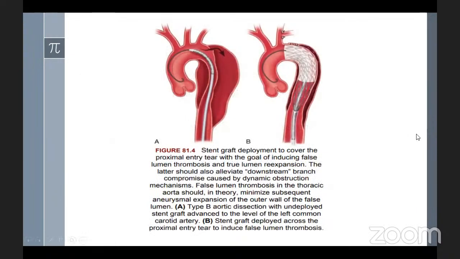As you can see here, this is the dissection. This is the proximal entry tear, and this is the false lumen. So stenting after covering the proximal entry tear. As you can see here, they did a transposition from the left subclavian artery to the carotid. So they did coverage of the entry tear and stent to restore the blood flow to the true lumen and compress or thrombose the false lumen.